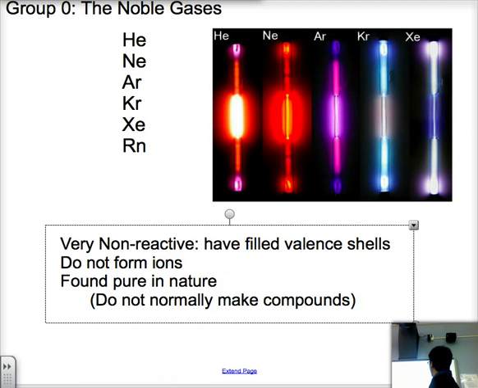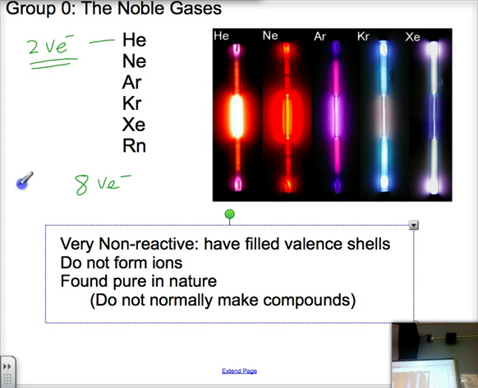Finally, we'll talk about the noble gases. The noble gases, by the fact that they have a filled valence shell, almost all have 8 valence electrons. The only exception to that is helium, and it's because it's got only 2 protons, and it's the first valence shell. The first energy level can only hold 2 electrons, so it's filled with 2 electrons. All the other ones have 8 valence electrons, except helium, which has 2 valence electrons. And that means that they have filled valence shells.